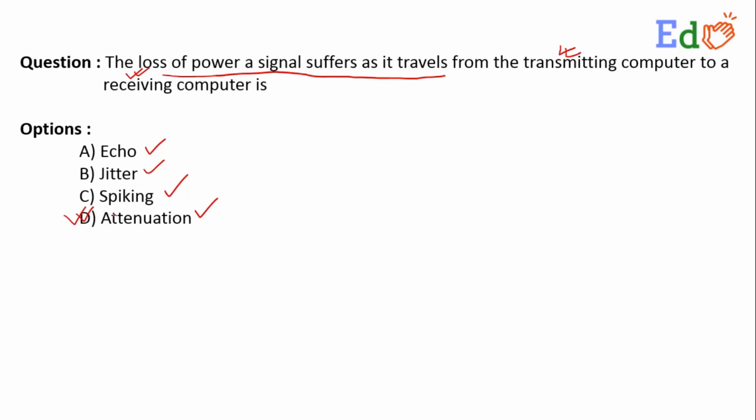Why attenuation? Because attenuation refers to the loss of signal strength during transmission. This attenuation may take place due to some ohmic drop or ohmic loss, because you know that each and every conductor has some resistance. Due to that factor, the attenuation may take place and the signal strength will decrease as it traverses distance from the source node to the receiving or target node. So we will be going for option D, that is attenuation.